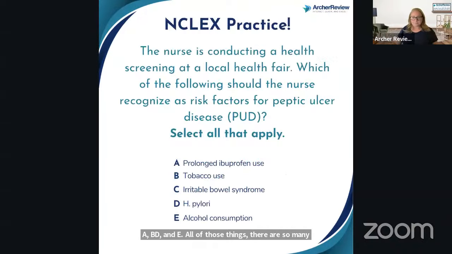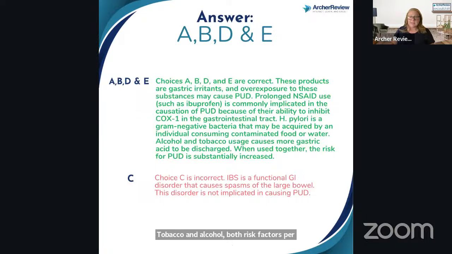So we want to be aware that prolonged ibuprofen use, remember, that's an NSAID, is going to increase our risk of bleeding. It's not very good for our kidneys, and it can really upset the stomach. So watch out for ulcers. Tobacco and alcohol, both risk factors for peptic ulcer disease. So anyone who's smoking for a long period of time should be aware of that. It causes more gastric acid to be produced, which is going to cause those ulcers. Alcohol, same way, okay? So watch out for both of those substances being used.